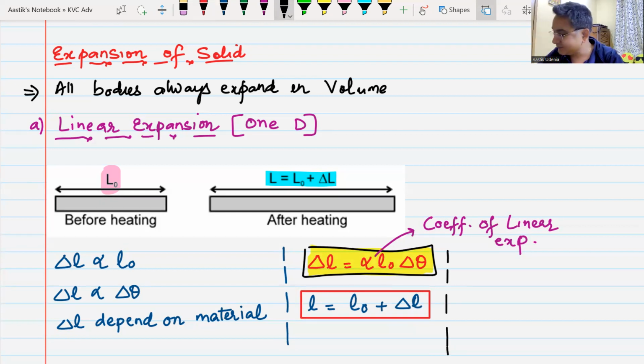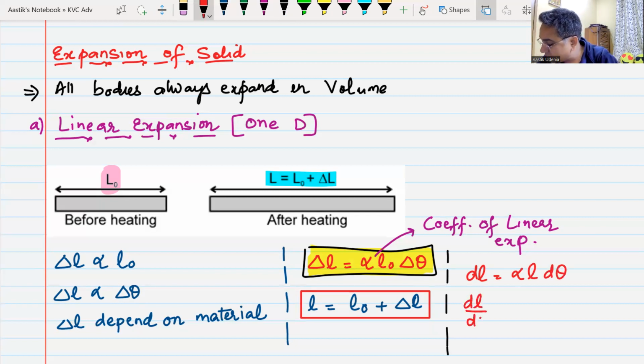The differential form of the equation looks like this: dl means the small change in length. Do we understand this? So dl will be equal to alpha into L, the length at any temperature, into d theta. Or I can write dl by d theta is equal to alpha into L. Do we understand this?